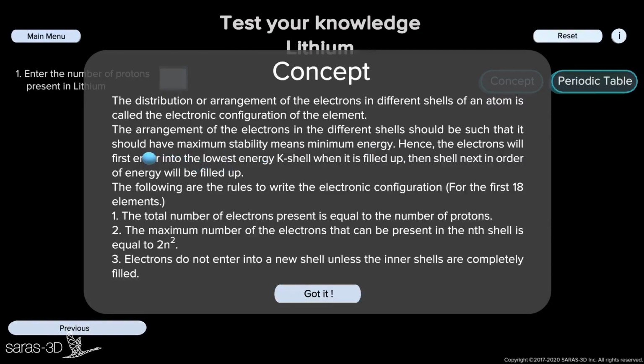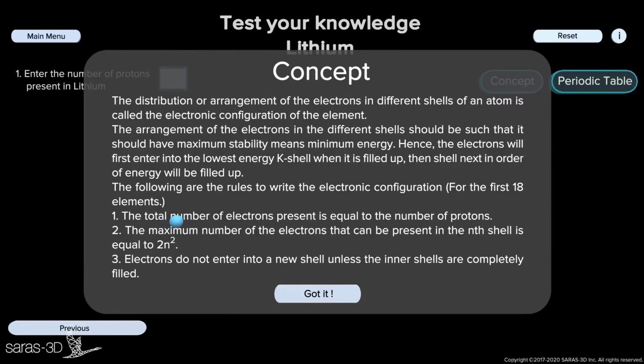Now, for this, electrons will first enter into the lowest energy level, that is the K shell. And when it is completely filled up, then only the electron filling will take place in the next energy levels. Okay? So there are certain rules to write down the electronic configuration for the first 18 elements. Let us just take a look at those rules.